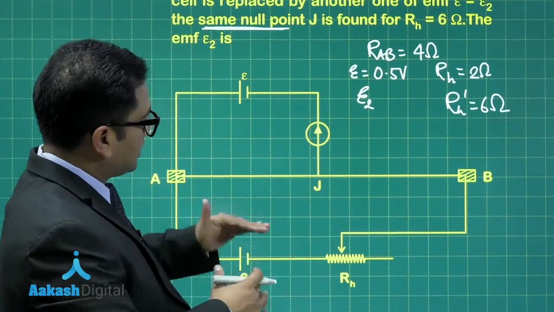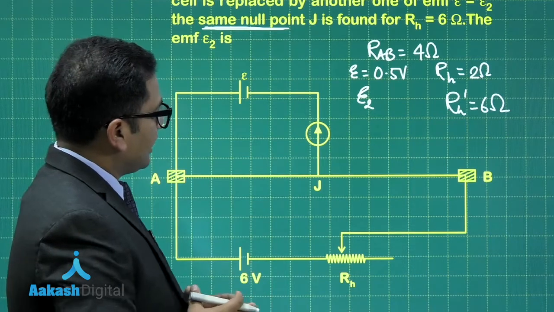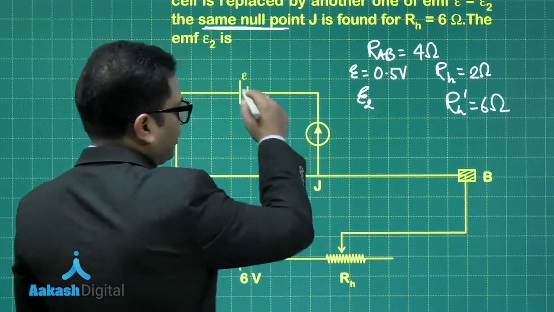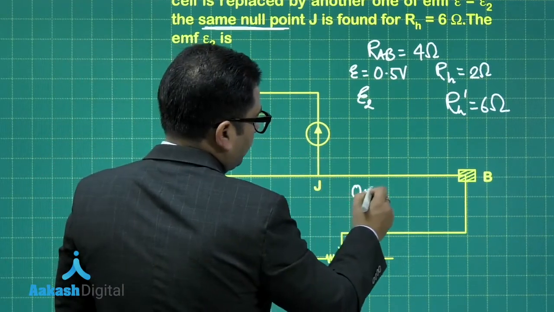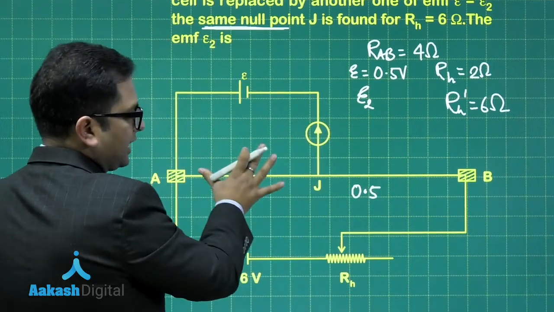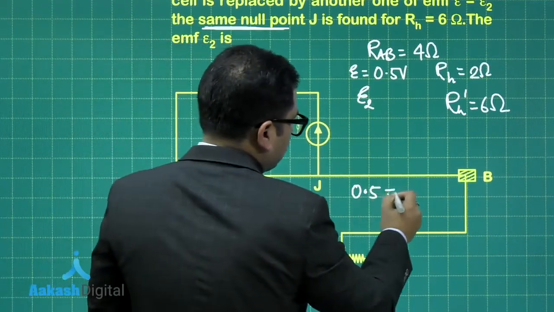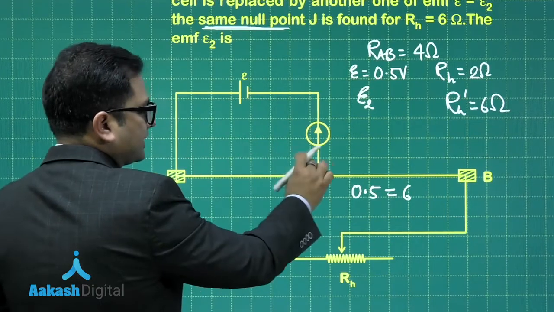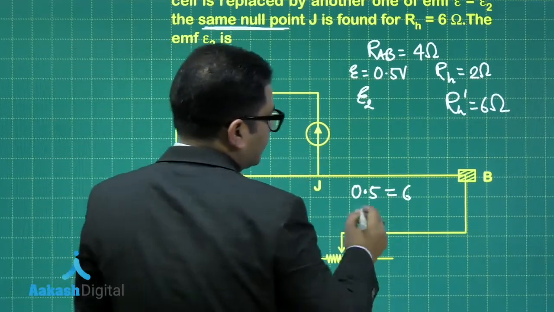So this is a simple concept of balancing. And so here let me write the first equation, that's going to be 0.5 volt, whatever would be here, the same value would be there. So that's 6. Let me say that this length is x, where the balancing comes out.